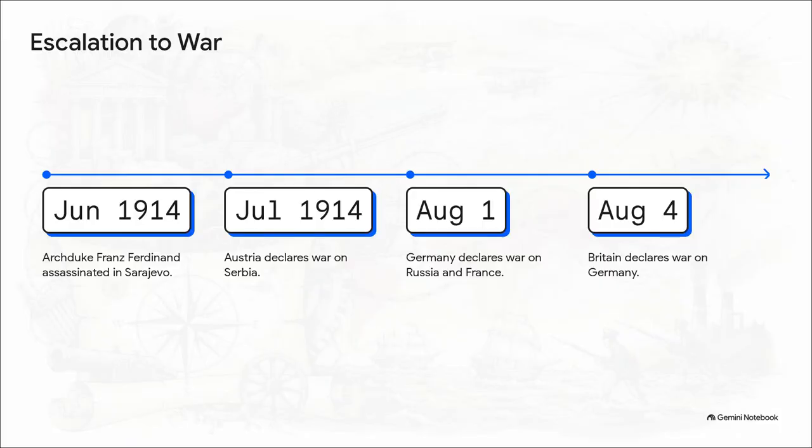With those rigid alliances locked in, it only took a single spark. On June 28, 1914, the assassination of Archduke Franz Ferdinand in Sarajevo triggered a rapid, totally inescapable chain reaction. Austria struck out at Serbia, Russia mobilized to protect Serbia, Germany jumped in to back up Austria, attacking both Russia and France, and when Germany violated Belgium's neutrality to march on France, well, Britain stepped in and declared war on Germany. In just over a single month, a localized assassination plunged the entire globe into war.